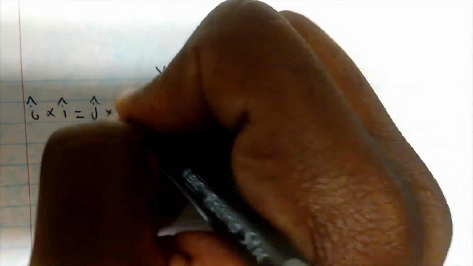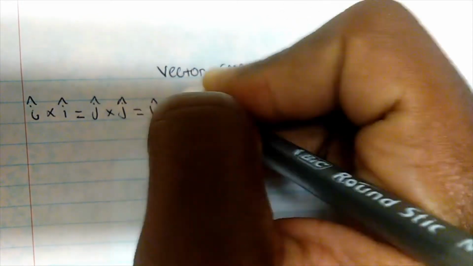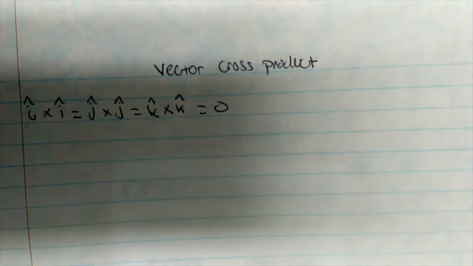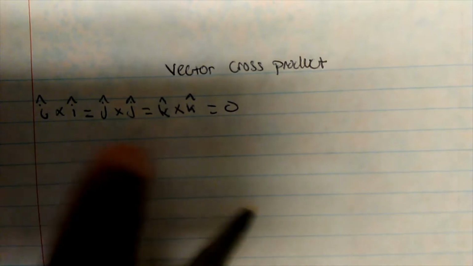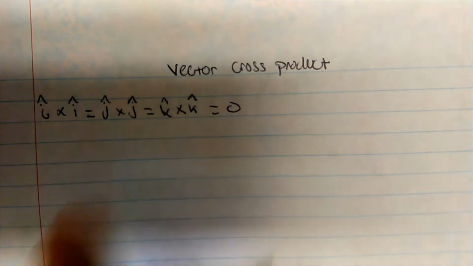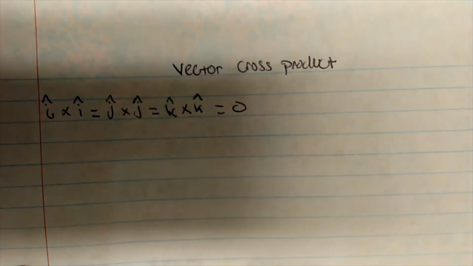If I cross i hat into i hat, well, that is also equal to j hat crossed into j hat, which is also equal to k hat crossed into k hat. And so it happens that this will equal 0. Anytime we're crossing the same vectors into each other, they're going to be equal to 0.